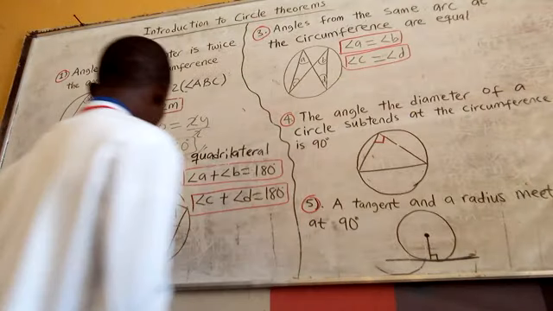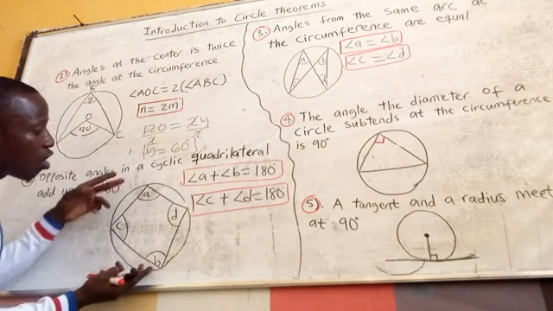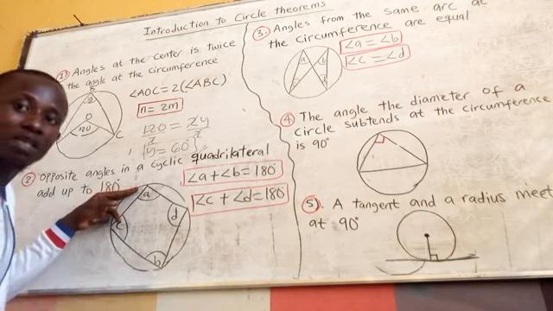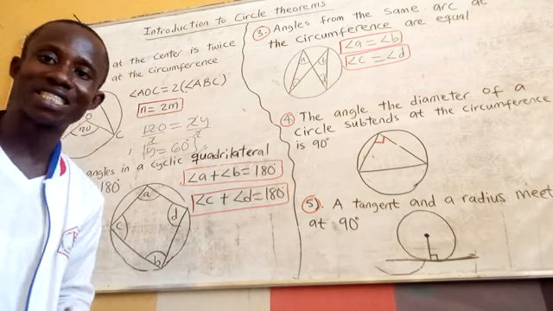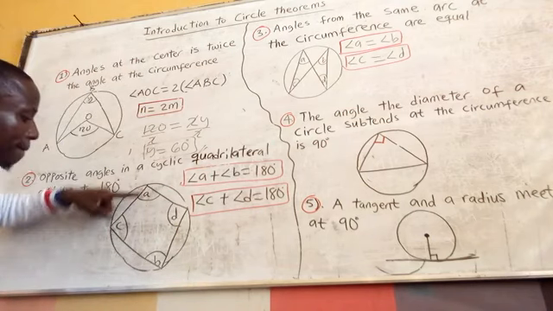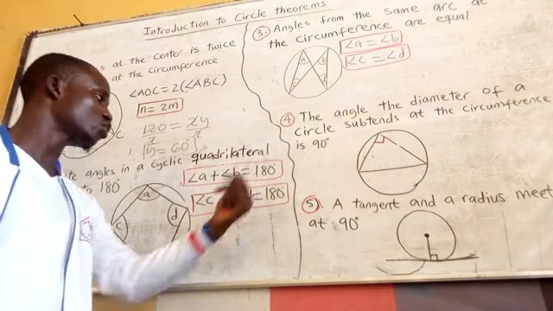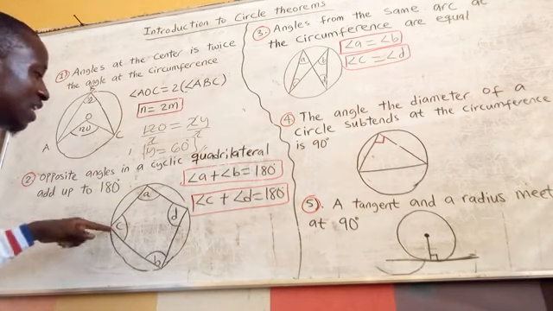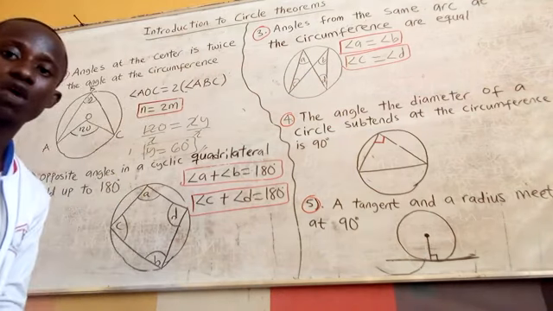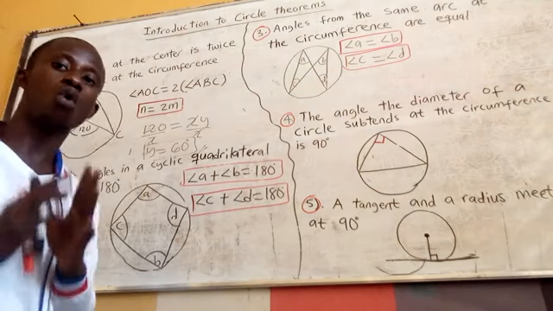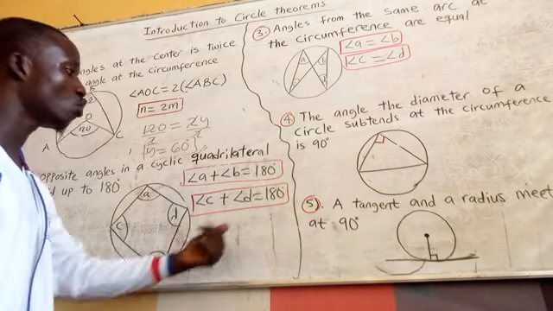So here we have angle A and angle B opposite each other. The rule tells us that opposite angles in a cyclic quadrilateral add up to 180 degrees. So we can see that angle A plus angle B will be equal to 180. And we have angle C and angle D, which are also opposite angles in the cyclic quadrilateral. So they will add up to 180 degrees. So we can see that angle C plus angle D is also equal to 180.